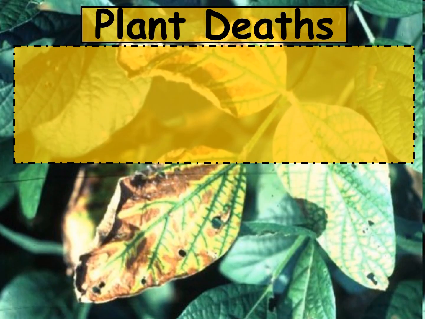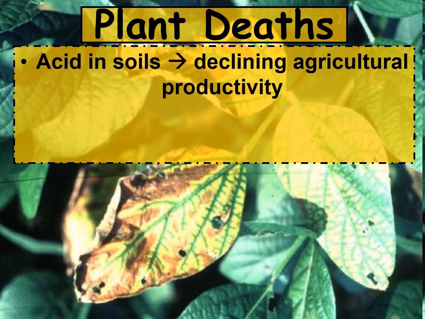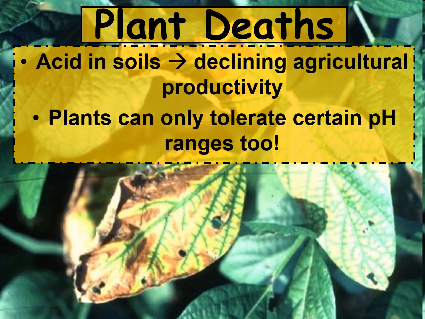The same thing happens with plants. Plants can only tolerate certain pH ranges. And so if you do have acid rain that falls onto the soil and the soil becomes acidic, those plants cannot tolerate that acidic soil. So why is this a problem for us? Well, it can lead to agricultural productivity losses. That means maybe we aren't able to grow as much food as we need as a society.